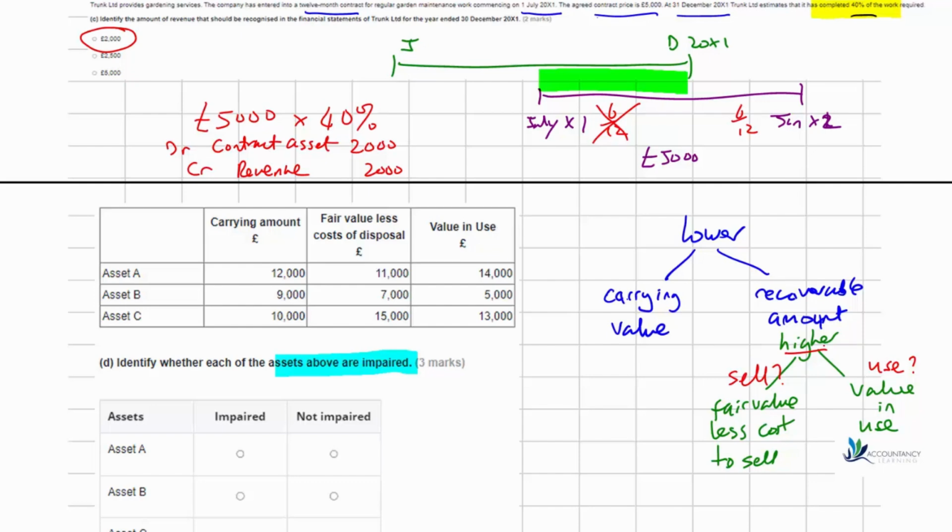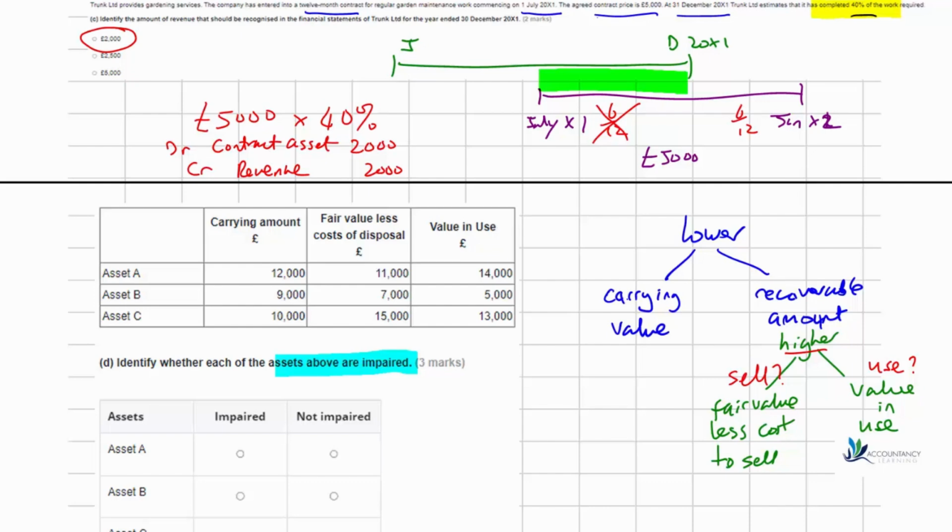So if we sell the damaged asset, we will receive the fair value, although there may be some cost to selling it, so we need to deduct that. Or if we continue to use the damaged asset, so possibly the damage isn't significant, so we can carry on using it, we're going to be earning cash flows in the future, and these need to be at present value.